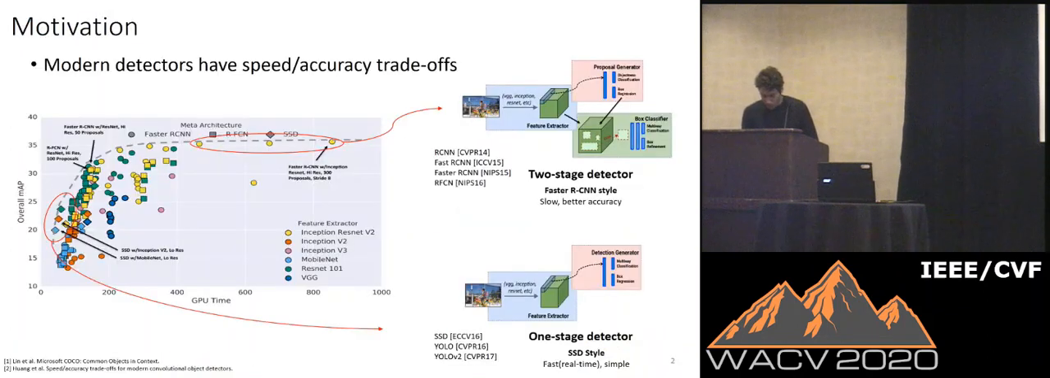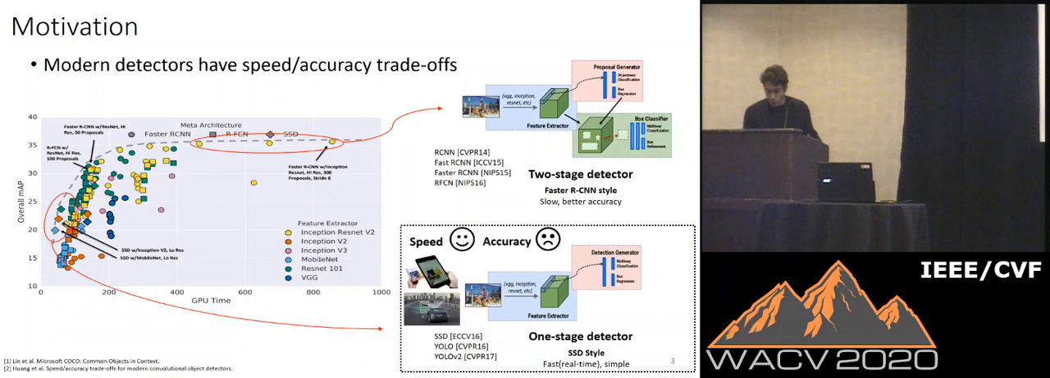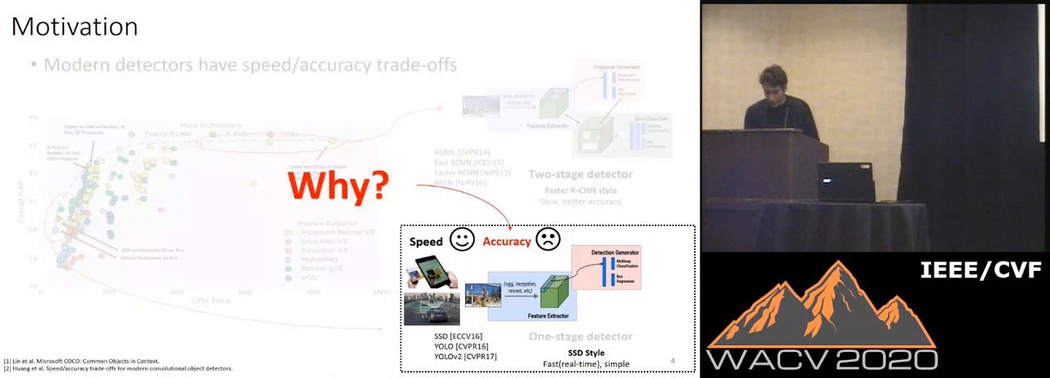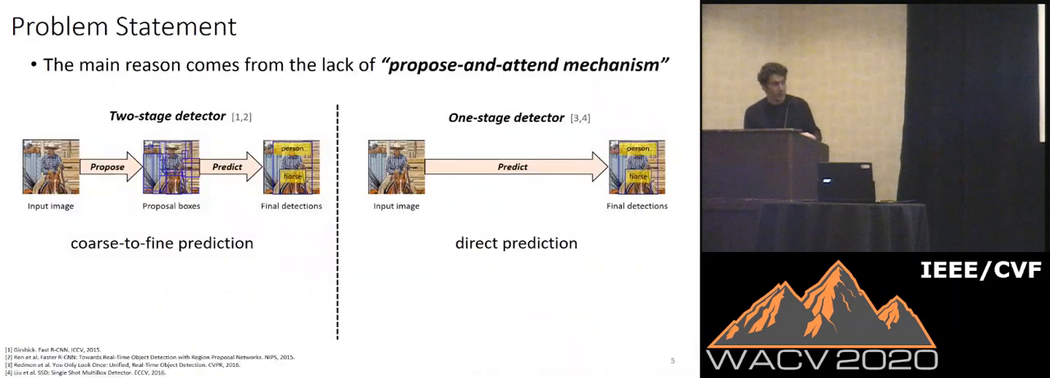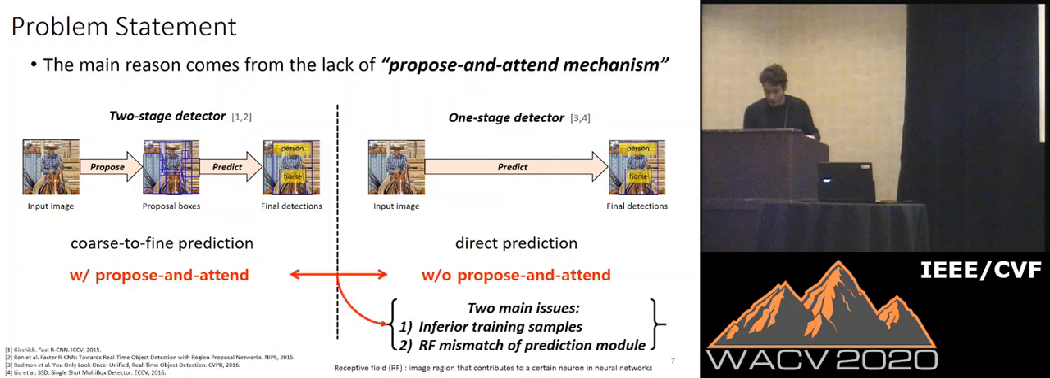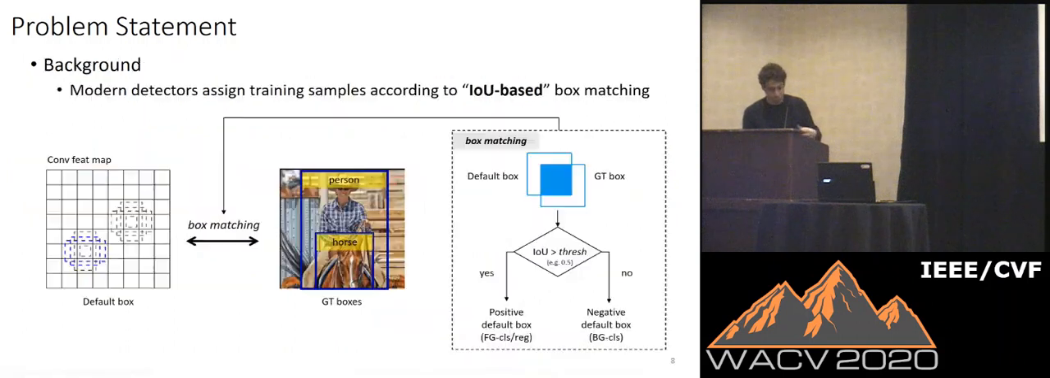So for modern object detectors, there are basically two major streams, which have their own speed and accuracy trade-off. The one-stage detector is faster and has more potential to be applied for real-time application, but is also rather not very accurate. So here we investigate the cause for this ineffectiveness and try to find some solution. The two-stage detector conducts its pipeline in a coarse-to-fine manner, while the one-stage detector predicts the detection directly from a single image in an end-to-end manner.